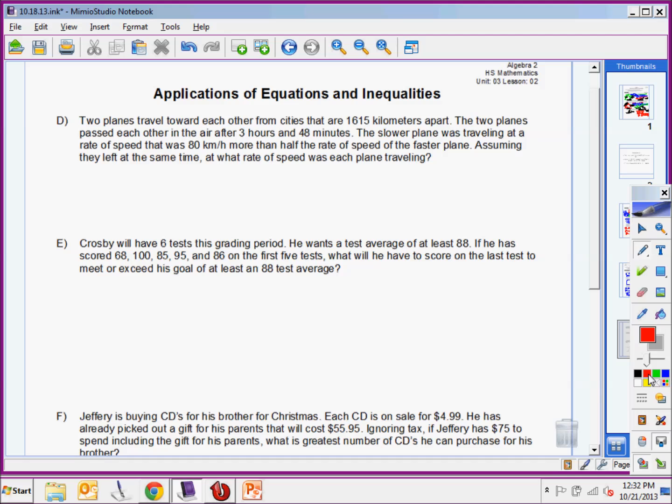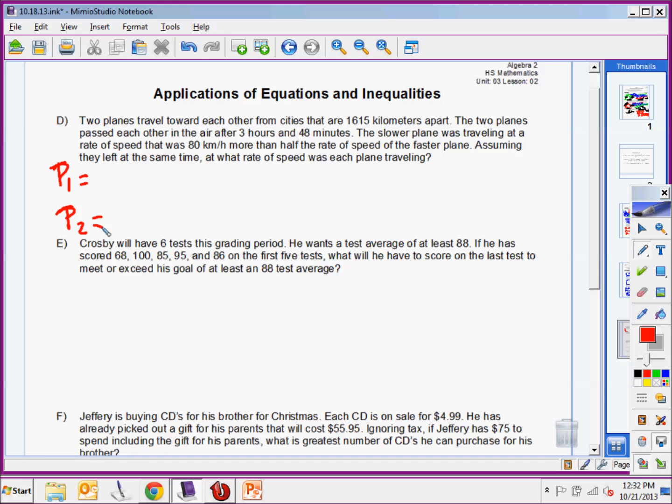This is a hefty problem. It's similar to number 3 with the trains on our notes. So we're going to call train 1 and train 2, planes, look at that, I didn't even know it was a T. So plane 1 and plane 2, it tells us that the slower plane was traveling at a rate of speed that was 80 kilometers per hour more. Is it okay if I make plane 2 the slower plane?